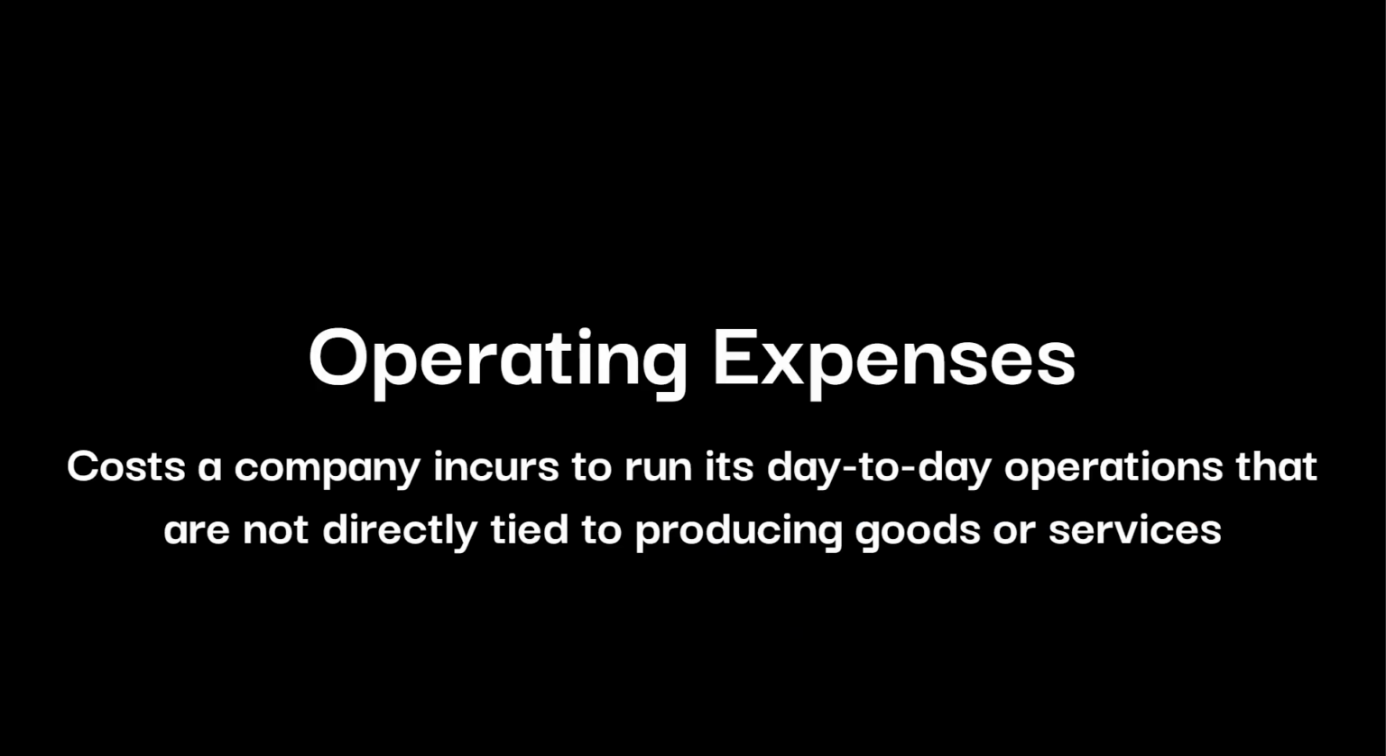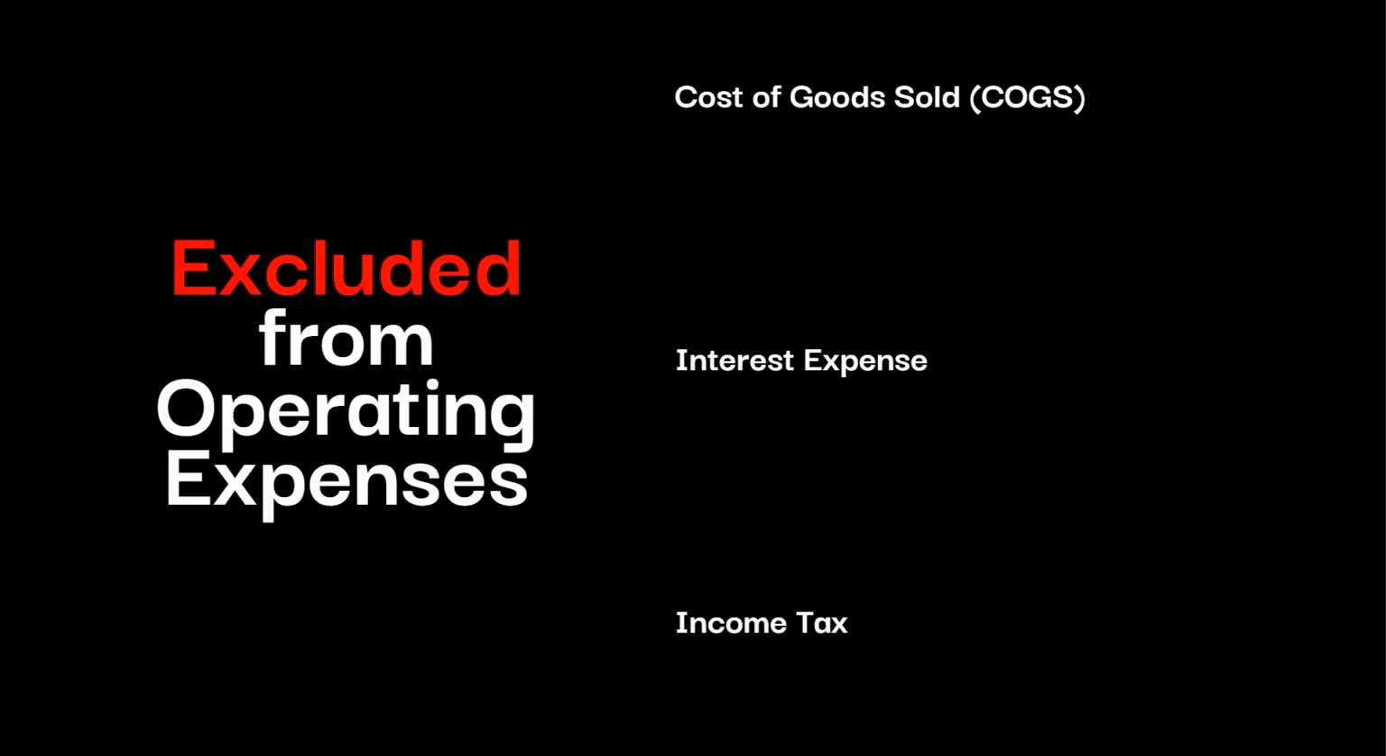All right, part two. Now we're going to take a look at operating expenses. And operating expenses are costs a company incurs to run its day-to-day operations that are not directly tied to producing the goods or services. There's a few things that are going to be excluded from operating expenses. So the cost of goods sold, interest expenses, as well as income tax.